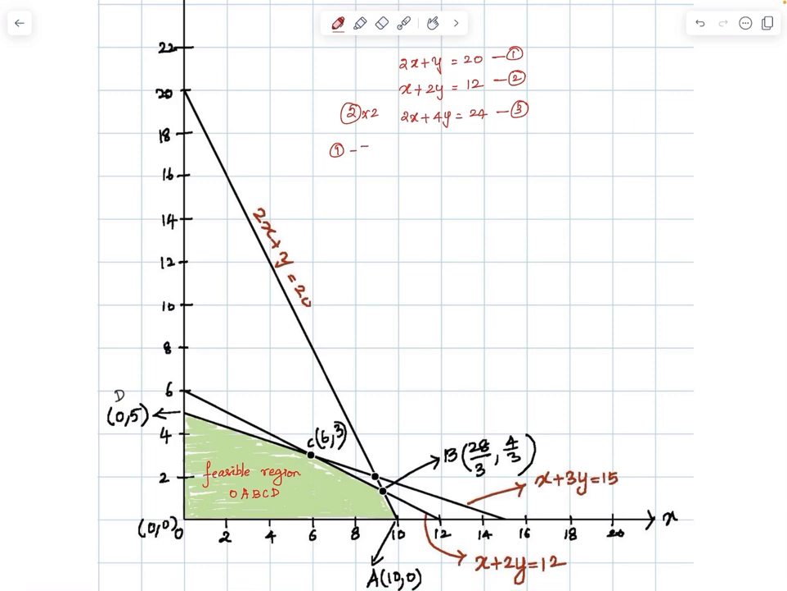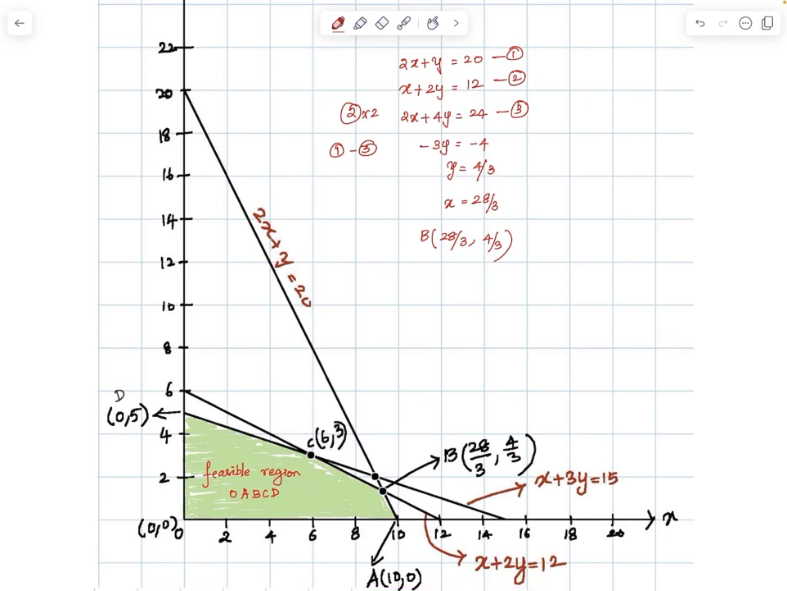And 1 minus 3 gives minus 3y is equal to minus 4. So y is 4 by 3. Substituting y in any one of these equations, we get x as 28 by 3. So the coordinates of B is 28 by 3, 4 by 3.